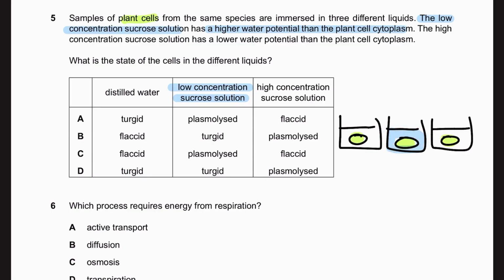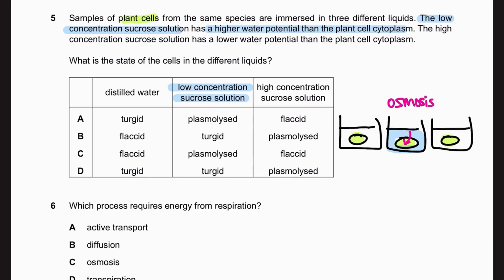Tell me, is it going to go from the outside to inside or vice versa? Again, it goes from high to low, right? So it's going to go from the high outside to the low inside. So this is the osmosis direction. Okay, and then let's do the next one.